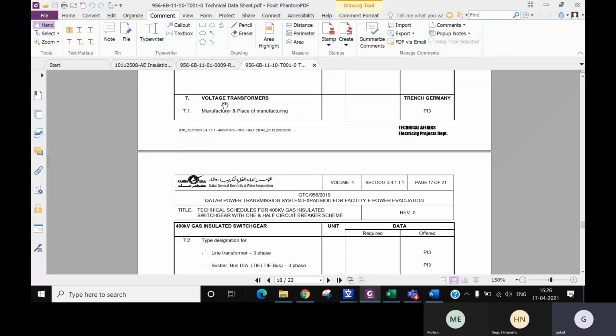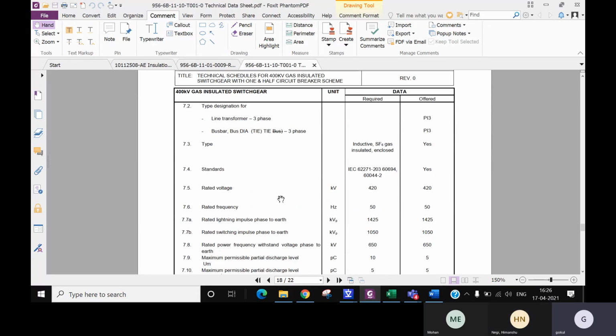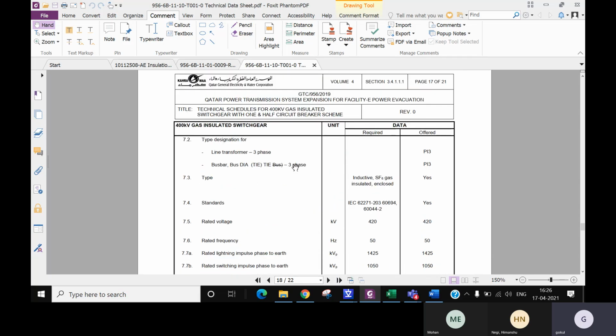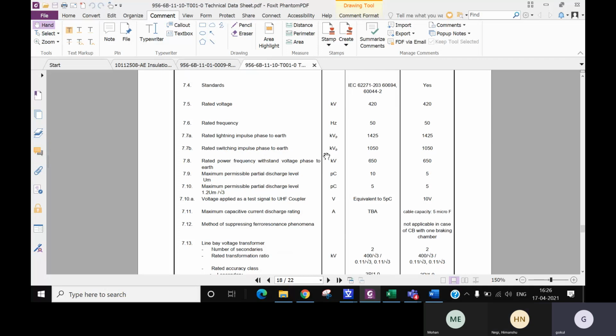So this is a voltage transformer data sheet, the same data sheet. I'll show you this portion. Here they will give you some basic things, like what is the frequency and everything. We need some basic things here. The rated voltage is 420, let it be.